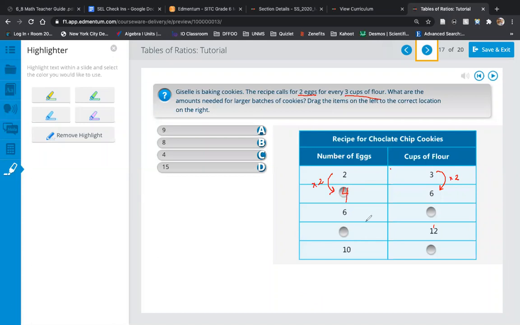And then you would do the same thing again, right? You could say, okay, so if I went now from 2 eggs up to 6 eggs, from here to here, I'm tripling the recipe, right? So I'm making enough for 3 batches. Then I would do the same exact thing on the right-hand side. If I'm tripling the cups of flour, I'm going from 3 cups of flour now up to 9 cups of flour. And that's the idea there.